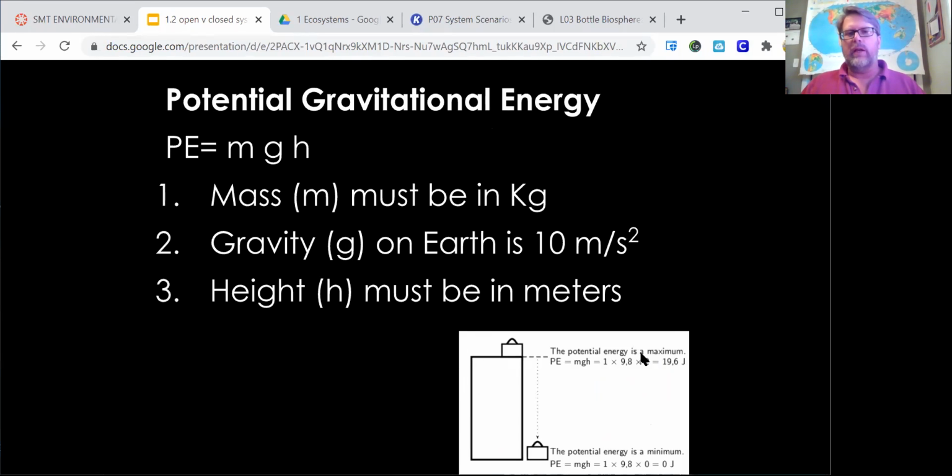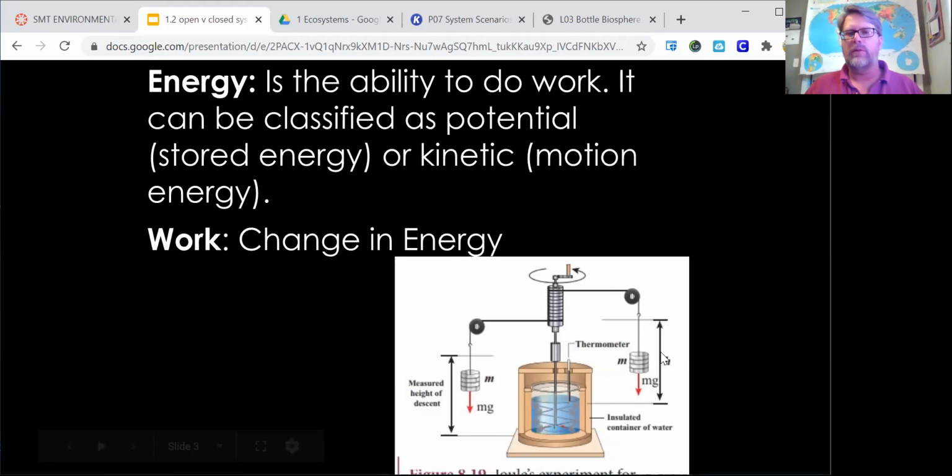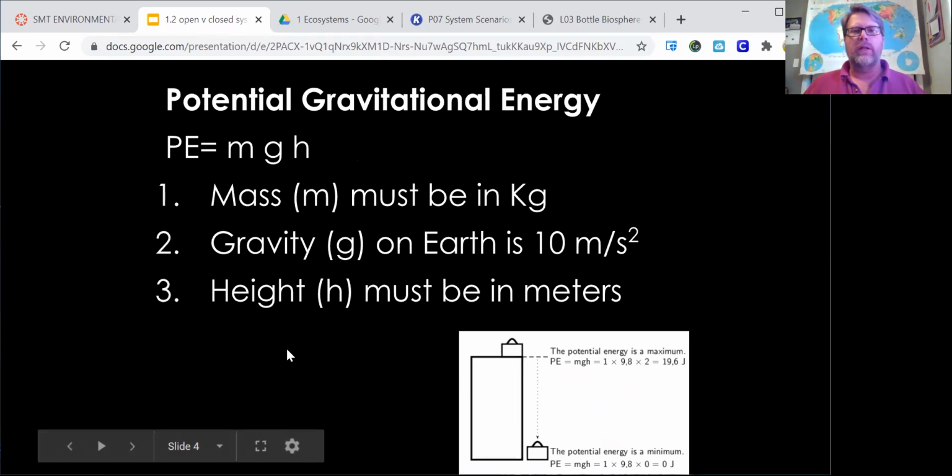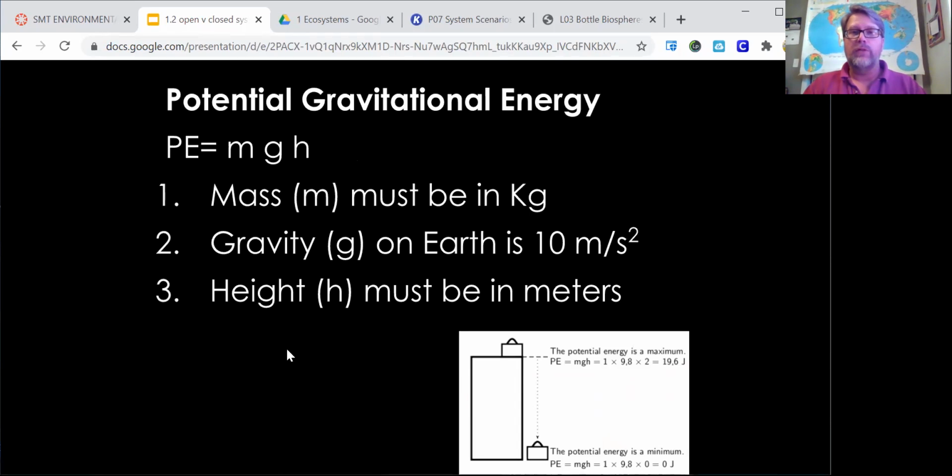So the easiest one to calculate is the one I showed before, the potential energy, because when we looked at this graph, the important measurement is height. Gravitational potential energy is the first one we study, which looks at mass in kilograms, gravity on Earth, which is 9.8 meters per second squared, or close enough for us to 10 meters per second squared, and then the height that we measure in meters.